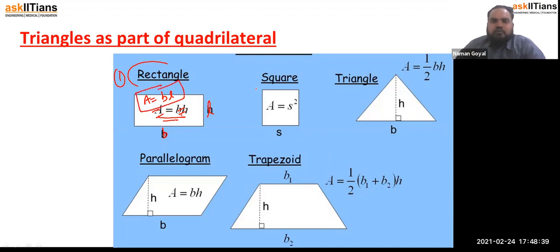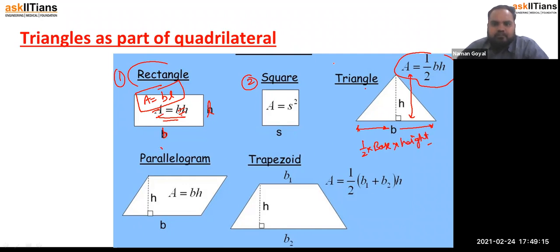Now the next figure is the square. As I told you, area of square is side square, isn't it? Are you getting my point? So this is the area of square. Now triangle area is 1 upon 2 into base. This is base, right? And this part is height. So 1 upon 2 into B into H is 1 upon 2 into base into height. This is the basic formula of area of triangle.